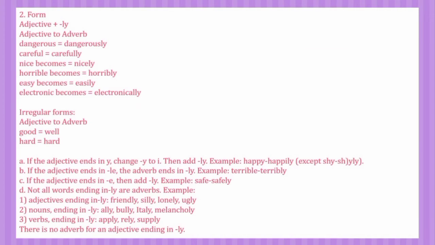Number 2 is form. Adjectives can be formed as regular forms and irregular forms. For the regular form, we only need to add ly after the adjective. For example, dangerous becomes dangerously, careful becomes carefully. Whereas the irregular forms, for example, good becomes well, hard becomes hard.